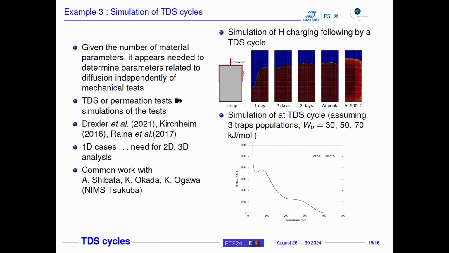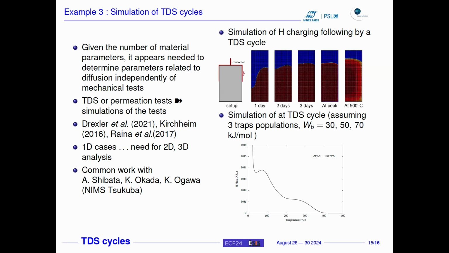Okay. Last example, I pointed out that it's not a good idea to determine the diffusion parameters during mechanical tests. So we have to also work on tests which are designed for that. And I was fortunate enough to work with my colleagues at NIMS at Tsukuba to try simulating and work on the TDS test, thermal desorption spectrometry test. And we have already some papers published here.